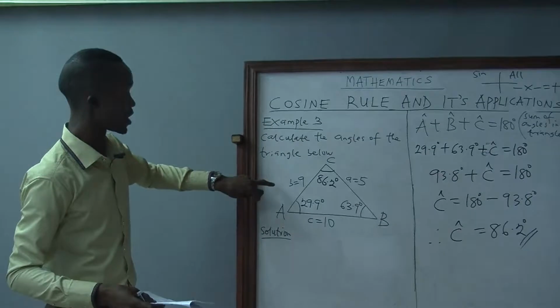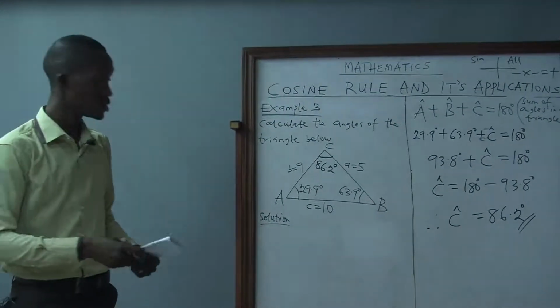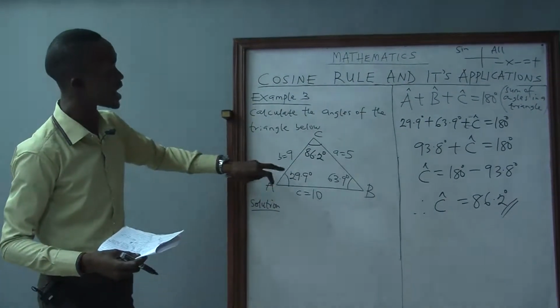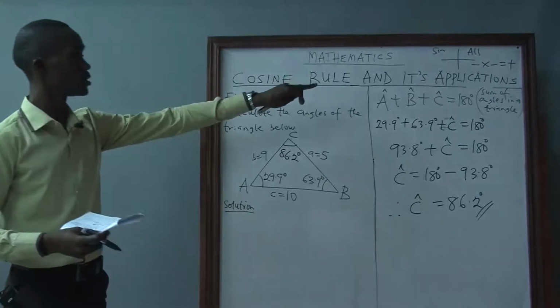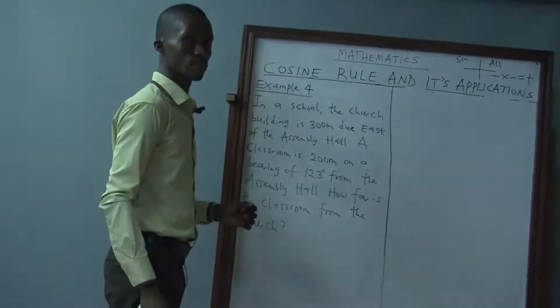We already know all the sides, and we know all the angles now. So the addition of these three angles, if you are doing yours, you must ensure that the addition of these angles is giving you 180 degrees.